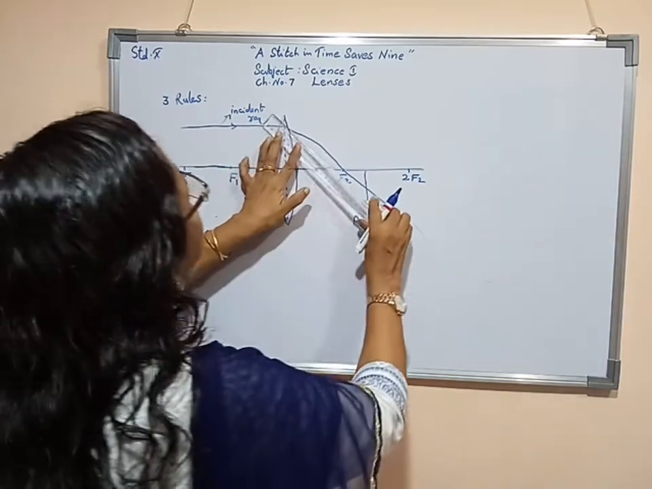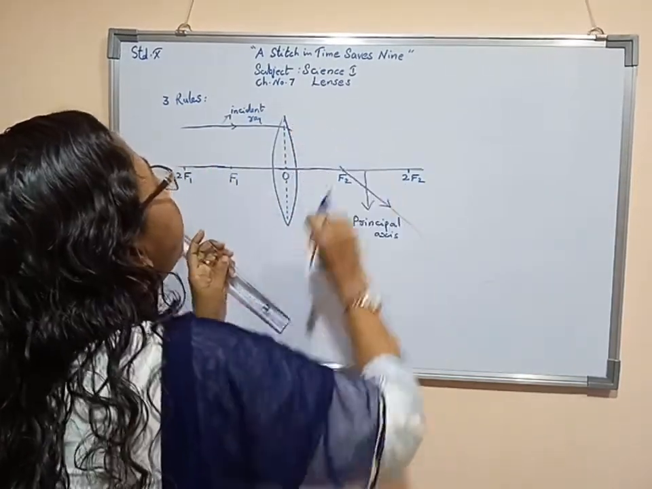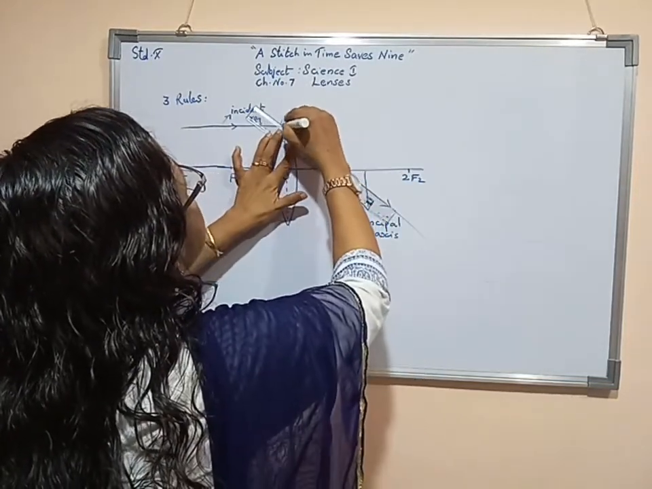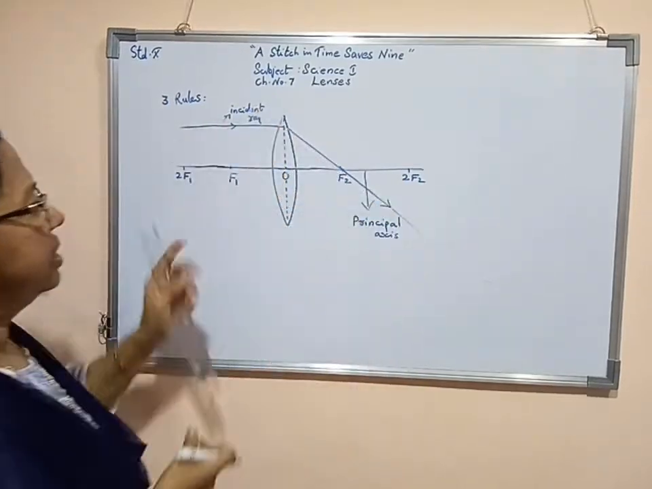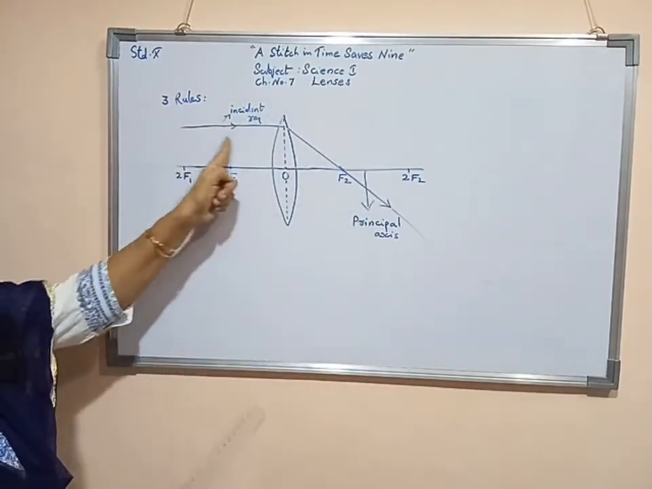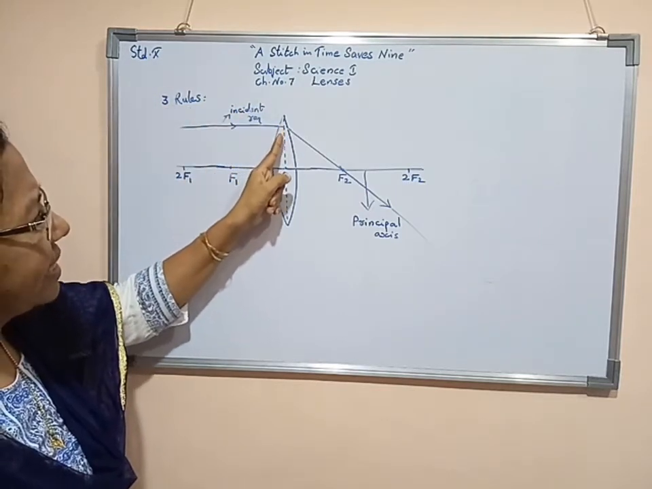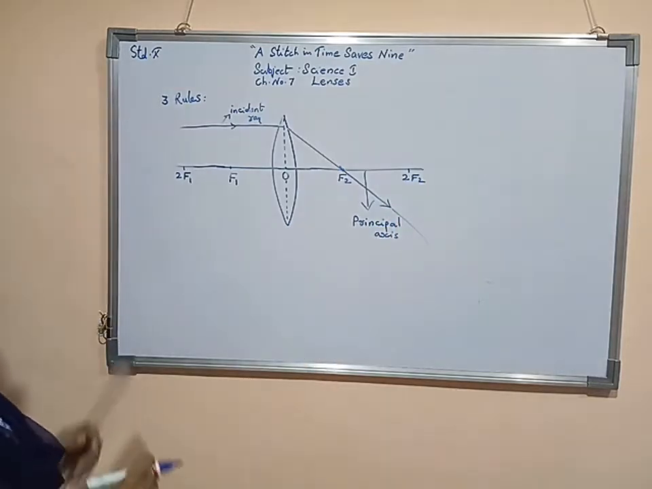We can draw with the help of scale. It should be a straight line. We have to draw it with the help of scale. Now, second thing, this is the first rule. The ray which is parallel to the principal axis after refraction passes through the principal focus of the lens.